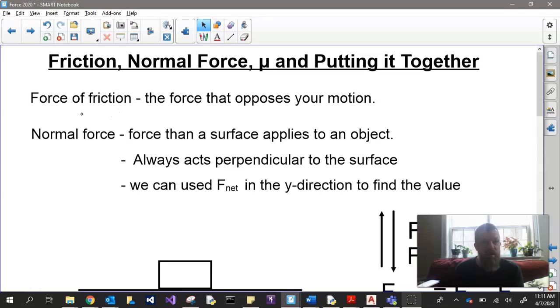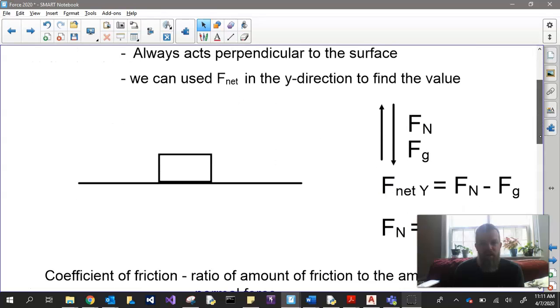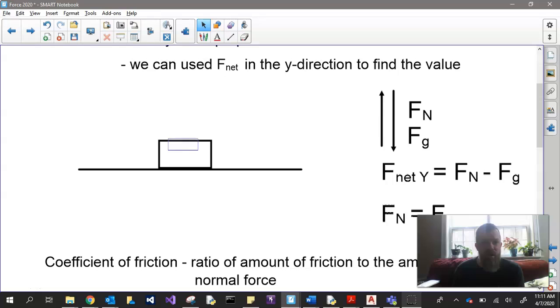So you'll remember that the force of friction is a force that opposes your motion. Whichever way you're going, it's always the opposite. The normal force is the force of the surface applied to an object. I'm going to explain that a little more in a little diagram in a second. It always acts perpendicular to the surface, and we can use the F net in the y direction to find those values. So picture an object on a surface, and let's see if I can make it move.